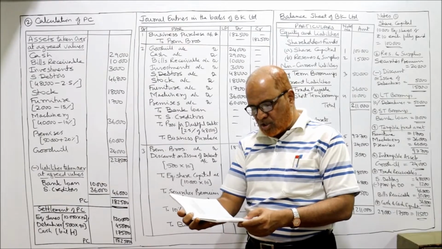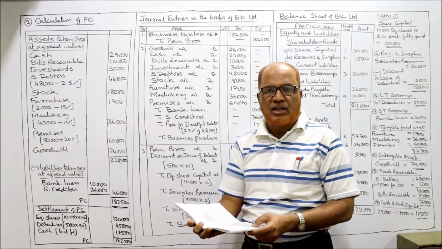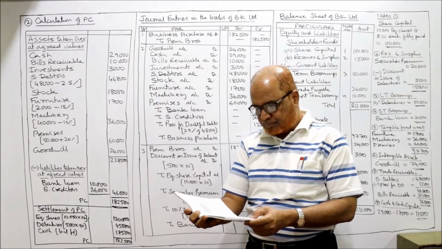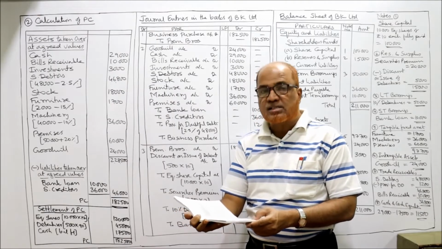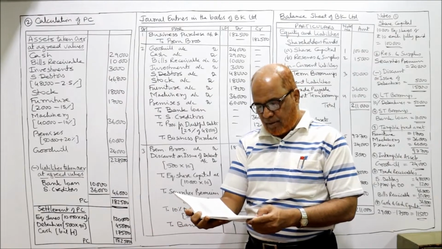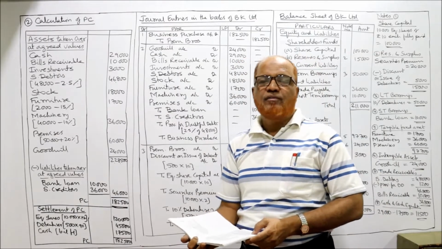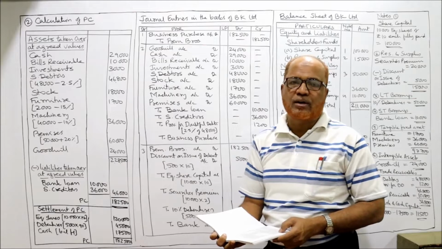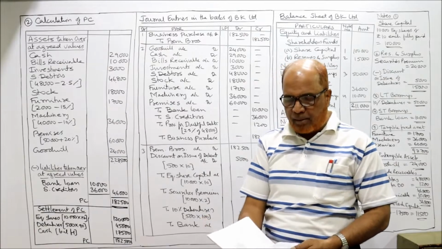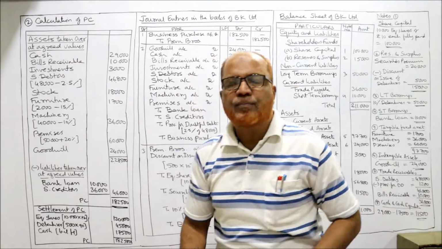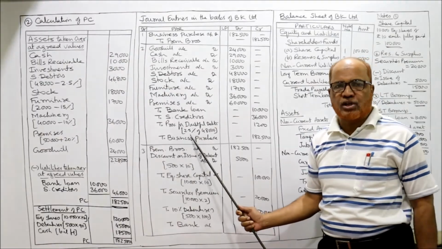The purchase consideration was to be discharged as follows. Allotment of 10,000 equity shares of 10 each at rupees 12 each. Allotment of 500 10% debentures of 100 each at a discount of 10 rupees each. Balance in cash. Whenever it is given balance in cash, we have to apply the net assets method to find out the purchase consideration. You are required to show the journal entries in the books of the company and prepare the balance sheet. Now, first of all, we need to calculate the purchase consideration. Without that, we cannot go for journal entries.